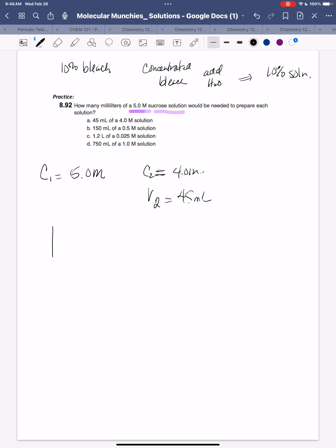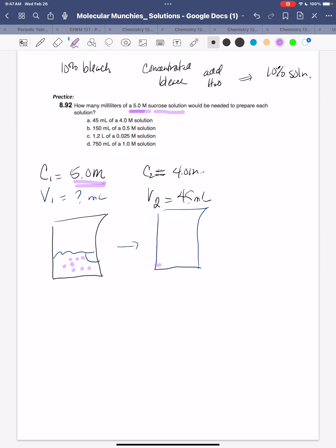So what we have is we've got this beaker, and of course I'm going to draw this out for you. We've got our solution here, and we've got our particles in here, and the concentration is 5 molar, right? Our job is to figure out, how much of this do we take out? So we pour a little bit of it out into our beaker right over here. We're going to pour out a certain amount of that, and then we're going to add a bunch of water to it. The total volume we want in the solution is going to be 45 milliliters. That's what's given right here. And we want this to be a 4.0 molar solution.